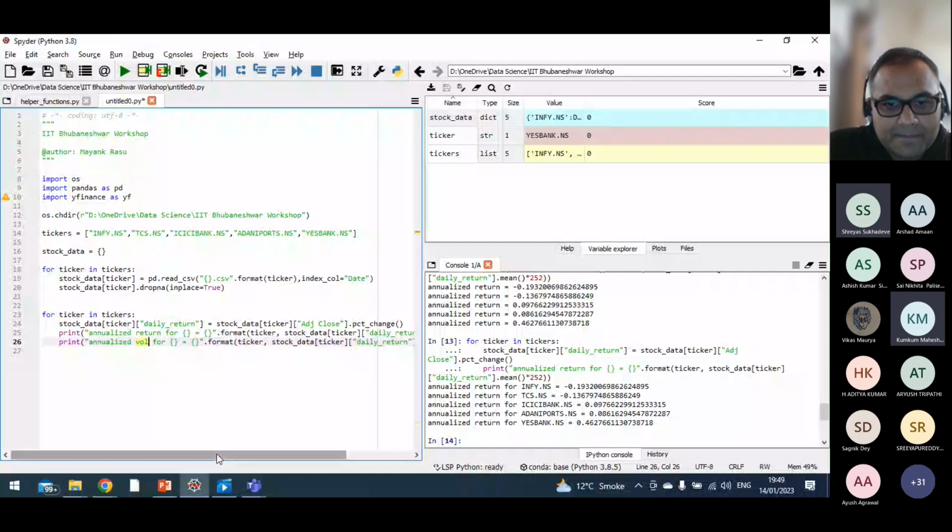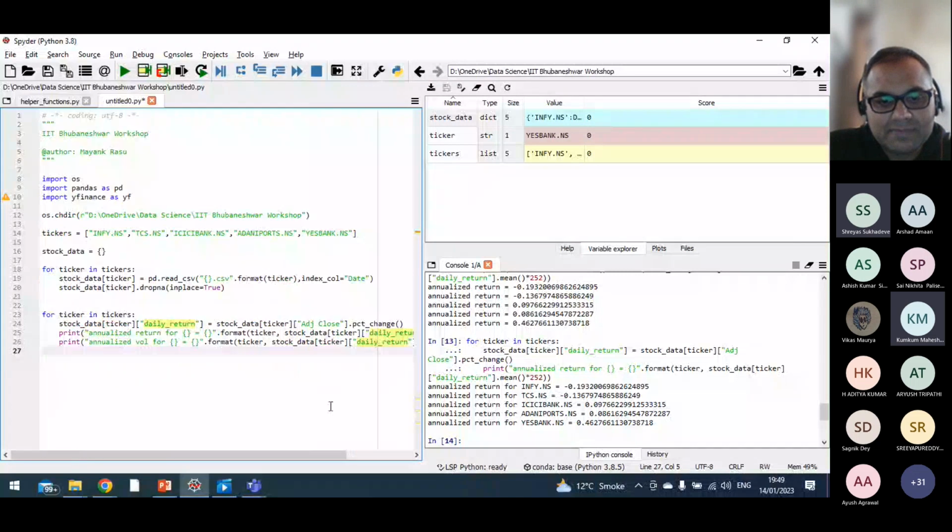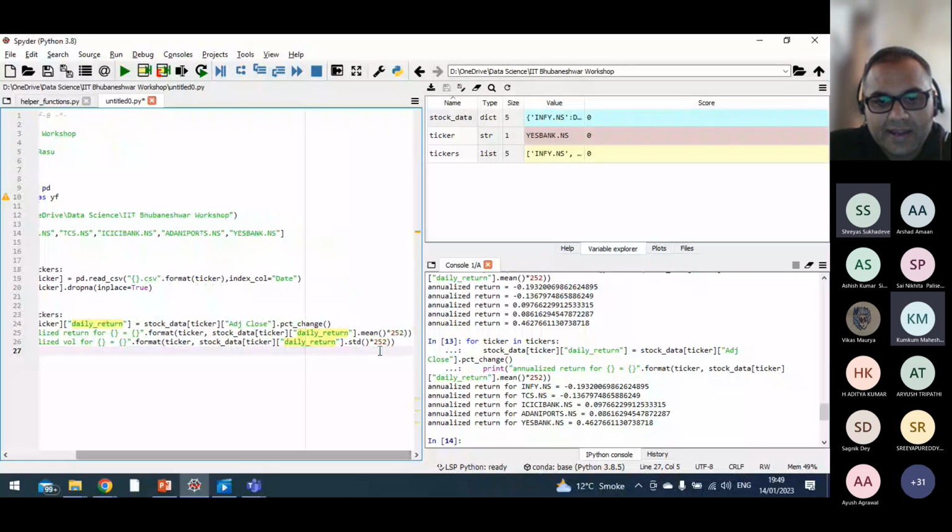So now, instead of the mean of daily returns, we will have to find the standard deviation of the daily returns. The standard deviation of daily return is your volatility. Then again, you'll have to annualize it, but this time not with 252, you'll have to multiply it with the square root of 252. And don't ask me why, you will have to know a bit of finance for that. But okay, we have to do square root 252.